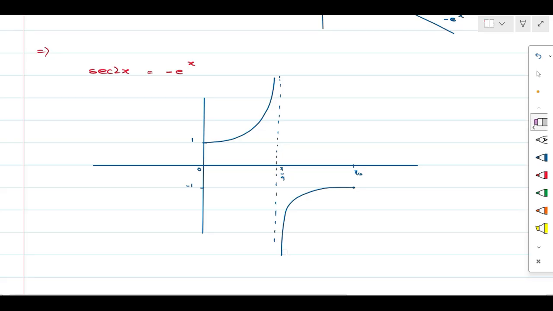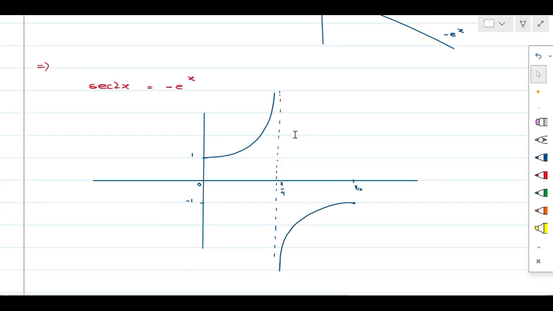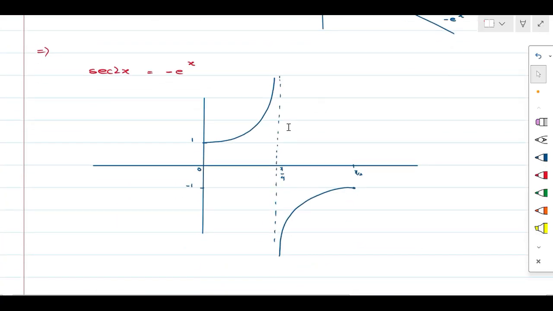Let me correct it a bit more. Okay, and the exponential graph goes down. Minus 1 is your vertical asymptote. Y-intercept. If I can do it with the green one.